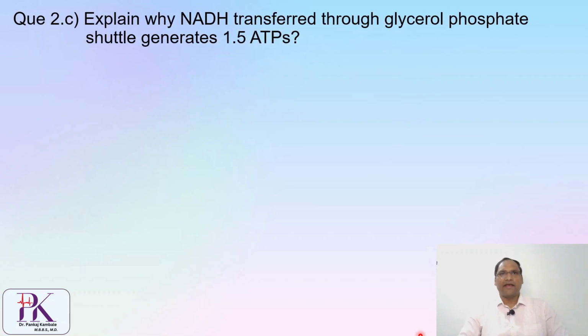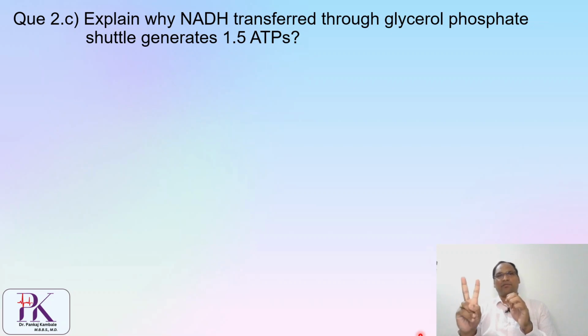Explain why NADH transferred through glycerol phosphate shuttle generates 1.5 ATPs. Now, when NADH is produced in cytosol, it is impermeable to the inner mitochondrial membrane. So it is not able to cross that membrane and enter into ETC where ATP synthesis is taking place.